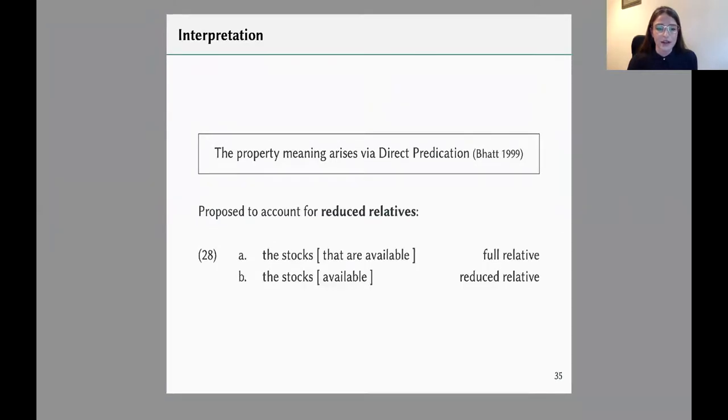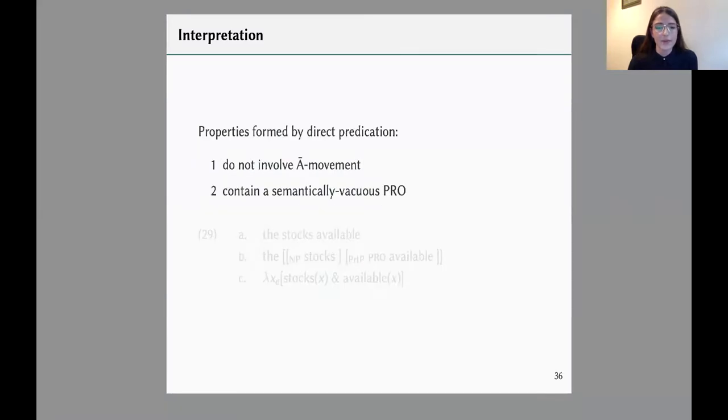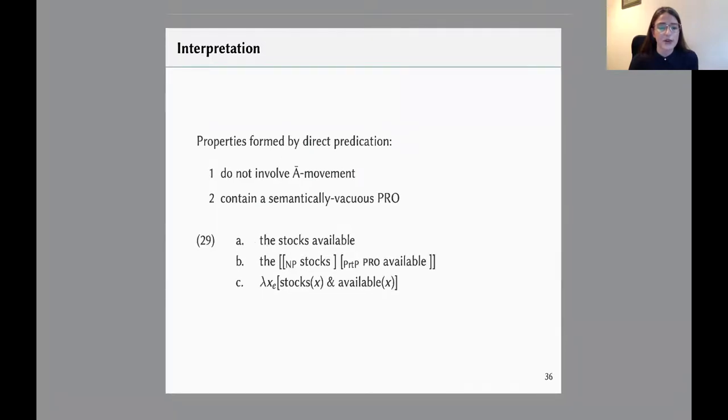So in contrast to a full relative clause, like you see here in 28A, the stocks that are available, 28B shows the reduced form, simply the stocks available. Now, properties formed by direct predication have two important characteristics. First, they don't involve A-bar movement because they're reduced and they don't have an A-bar periphery. And secondly, they contain a semantically vacuous big pro that's present for syntactic well-formedness conditions, but doesn't actually have an impact on the semantics. So to give an example from English here in 29A, the stocks available, syntactically what we'll have is the reduced relative adjoined to the noun that it's modifying. But semantically here, we'll just have intersective modification that gives us back the set of stocks that is available.